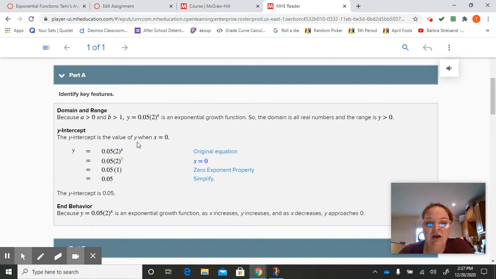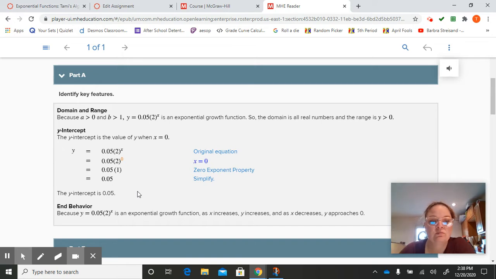The y-intercept is the value of y when x equals 0. So if we put in 0 for x, anything to the 0 power is just 1. So 2 to the 0 power is 1, and 1 times 0.05 is 0.05. So the y-intercept is 0.05, which makes sense if you think about it in terms of what you're actually doing. Your piece of paper is 0.05 millimeters thick, and if you haven't done any folds to it, 0, that's where you're at.